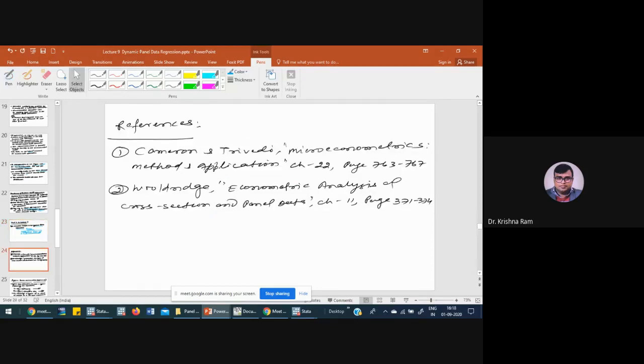These are the suggested reference readings. The important one is Cameron and Trivedi, so this lecture note largely relies on this particular book only. The page number is mentioned here. We also complement this reading with Wooldridge. And the third reading is Microeconometrics Using Stata, which we will cover when we work with the practical exercise on the dynamic panel data regression model that we do on Wednesday. So this much for today, and this much in the theoretical discussion on panel data regression models.